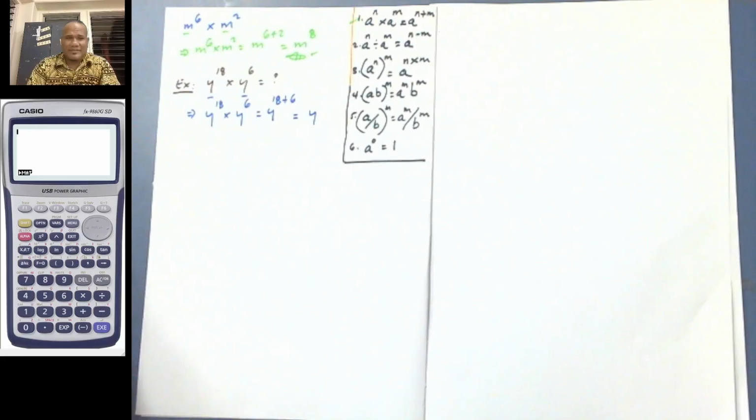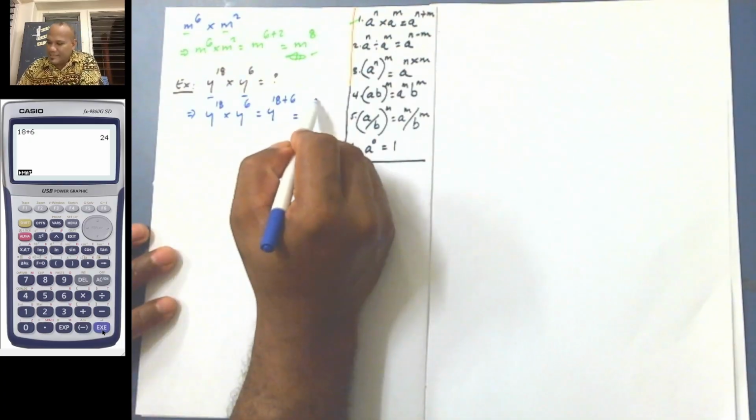Remember that in the exam you are allowed to use a calculator. If you are not sure, it's best that you press your calculator. So 18 plus 6 is 24. So this is y to the power of 24.